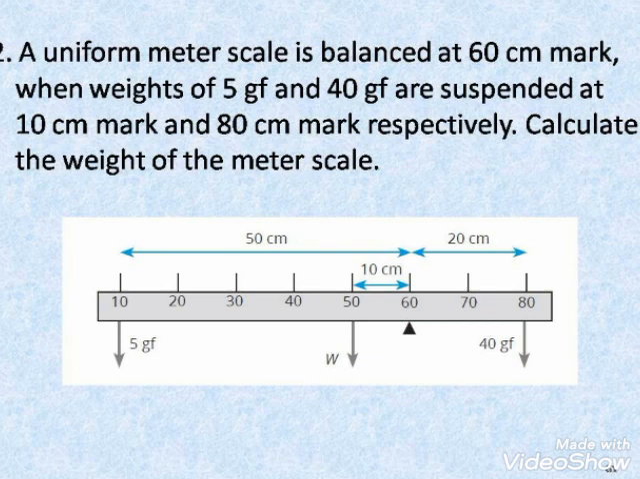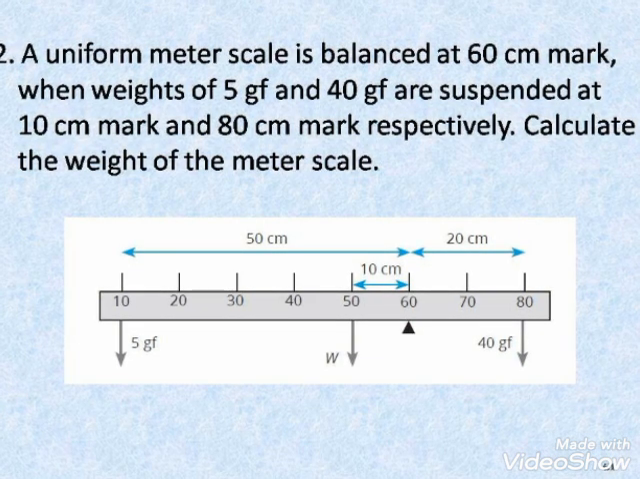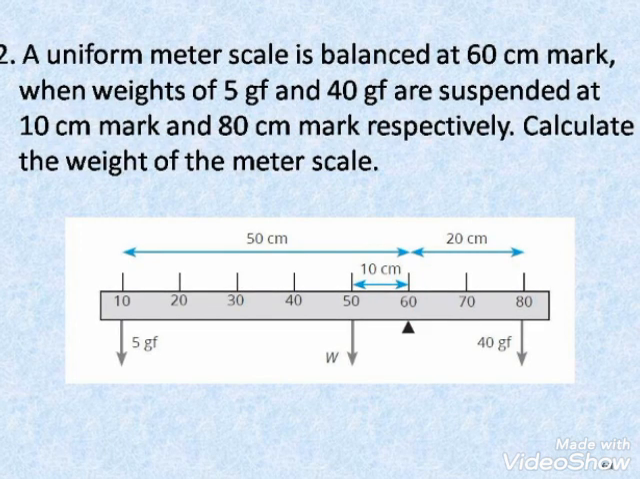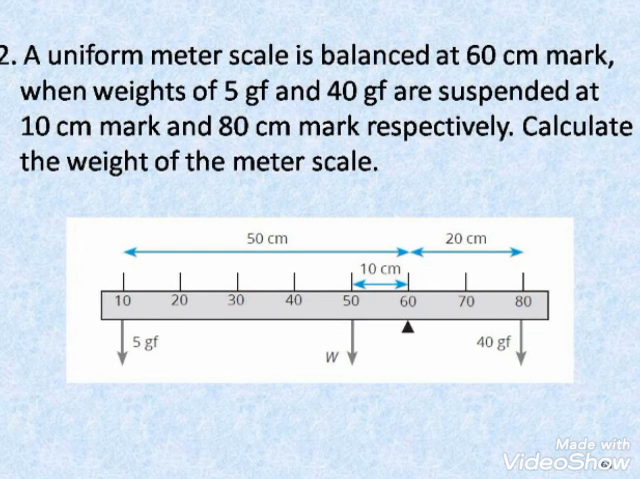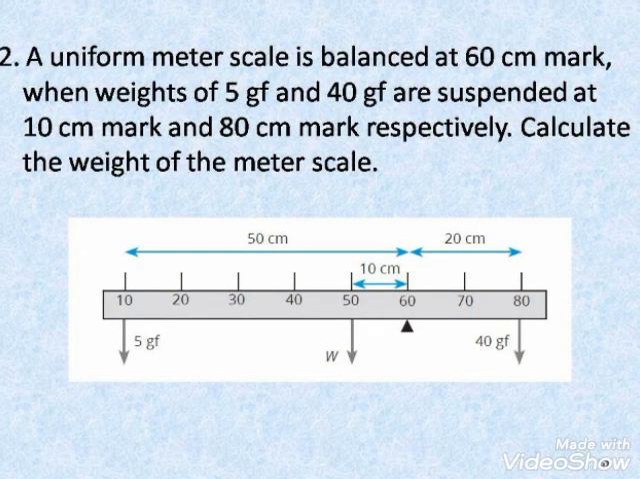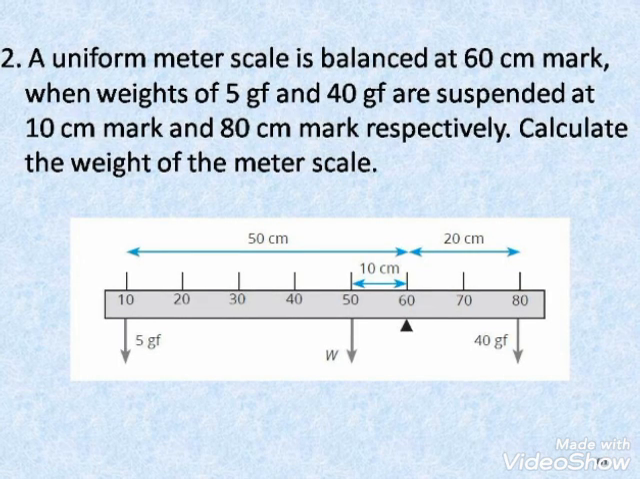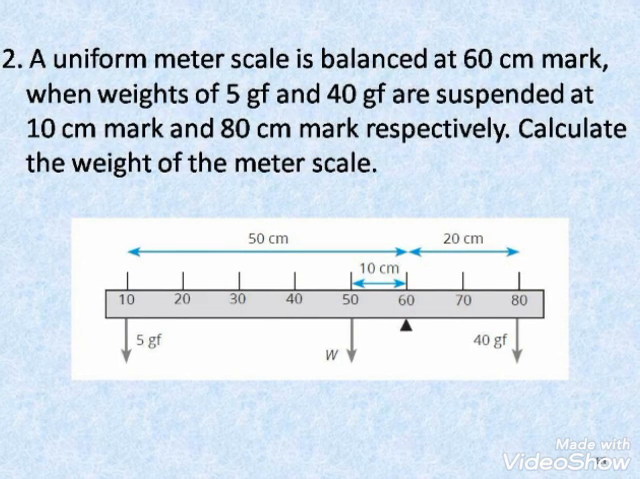Another basic example which you get in your board examination is about the problems of meter scale. Here a uniform meter scale is given and it is balanced at the 60 cm mark. That means if it is at 60 cm, then it remains straight. And we have used two weights, 5 gram force and 40 gram force, at the 10 cm mark and 80 cm mark. Now you have to calculate the weight of the meter scale.